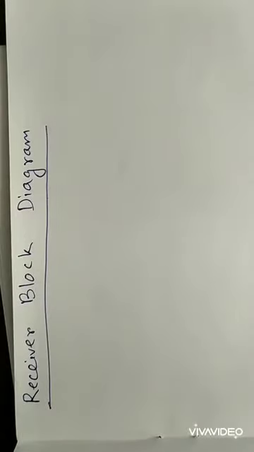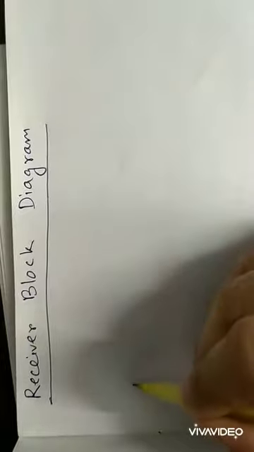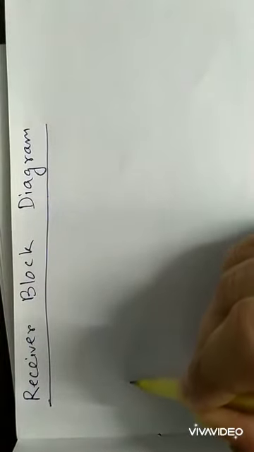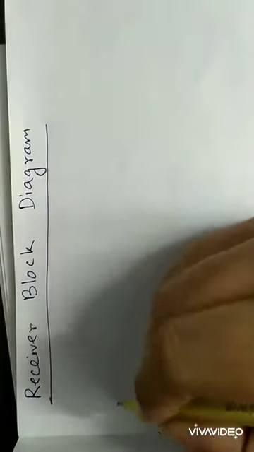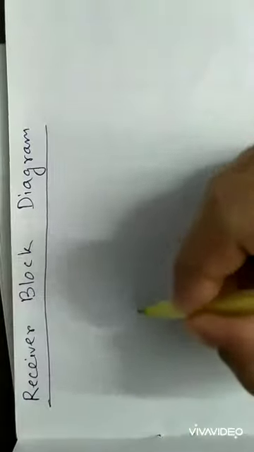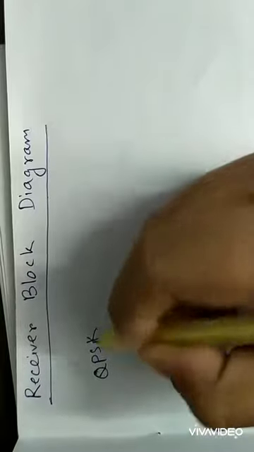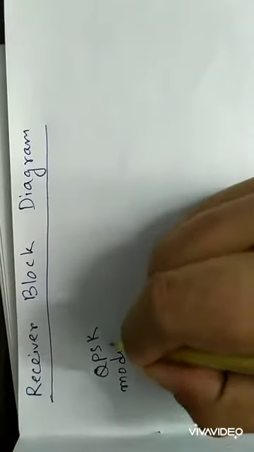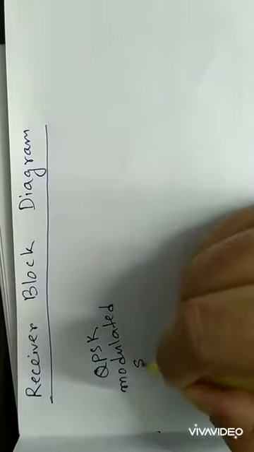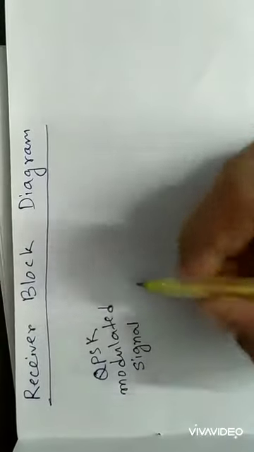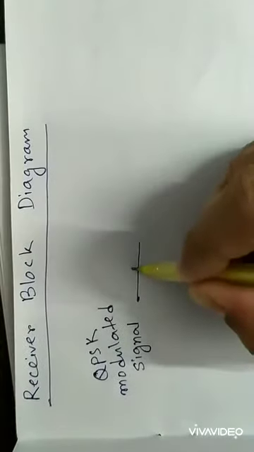So now we are going to discuss the receiver block diagram of QPSK. The incoming signal for this receiver is the QPSK modulated signal. So this is the incoming signal.